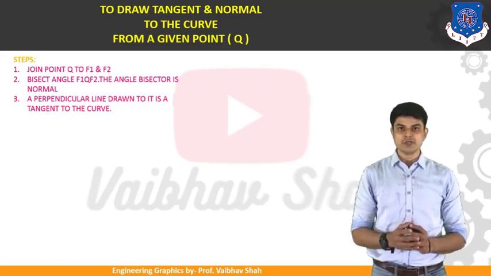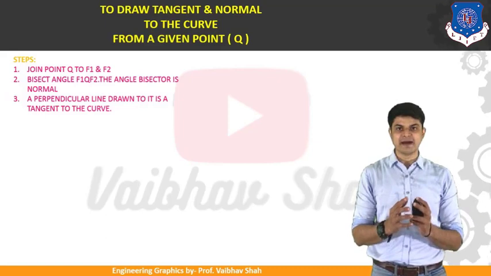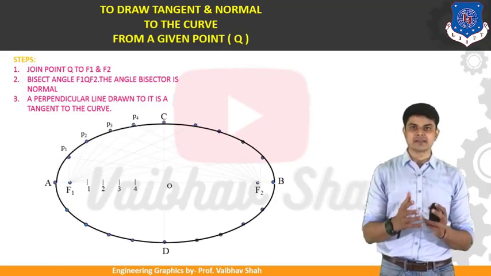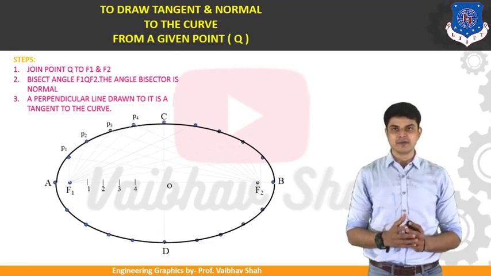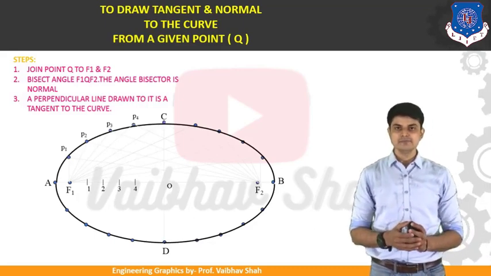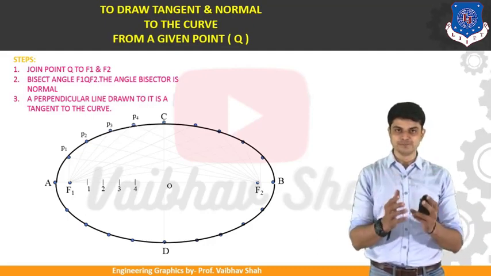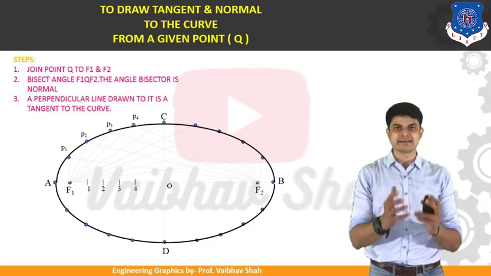given point Q. So here we will be directly taking the ellipse, and you can draw the ellipse by any of the previously learned methods. So let us suppose we have taken the ellipse, we have drawn this ellipse by the arc of a circle method. So this is our ellipse. So now, here we will be selecting any random point Q on your curve, and on that point we should construct our tangent and normal.